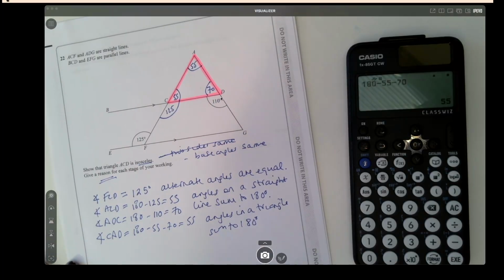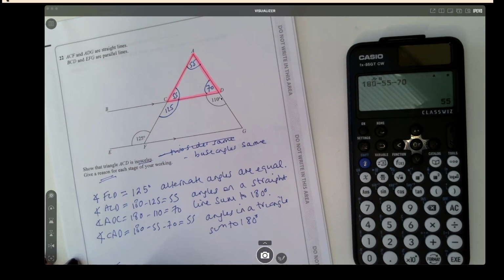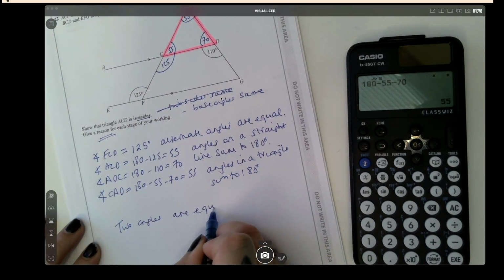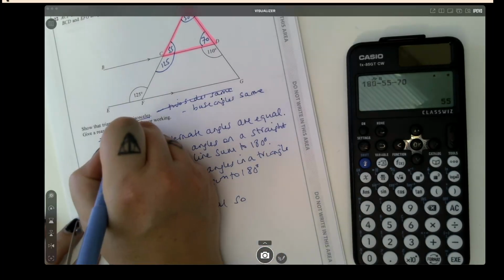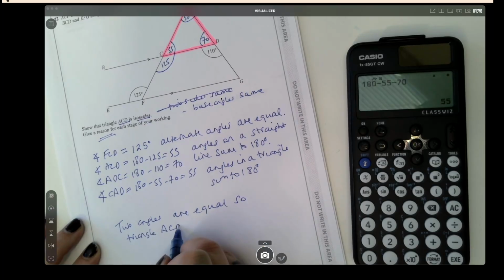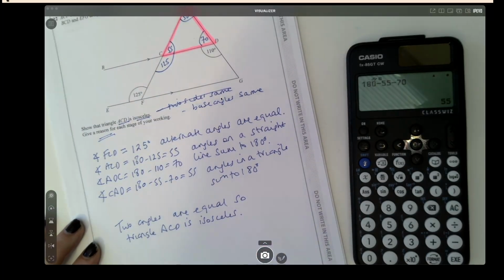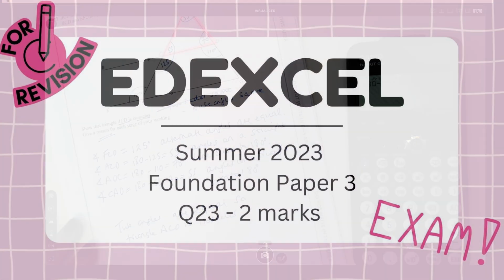And now we've shown, so we can say here, two angles are equal, so triangle ACD is isosceles. We needed to find that third angle, didn't we, to figure that out.